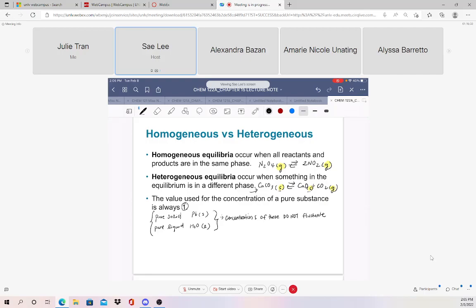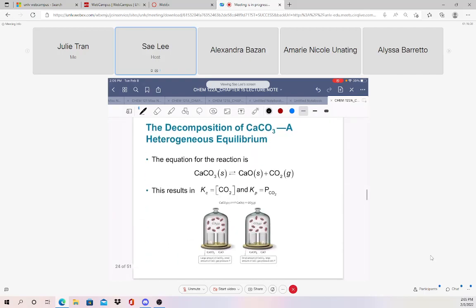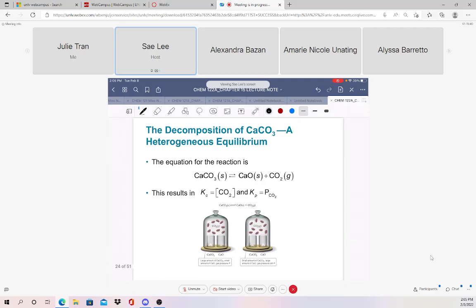Let's take a look at the example. I hope the screen is looking okay. If it's frozen or if it's not looking clearly, let me know ASAP, please.